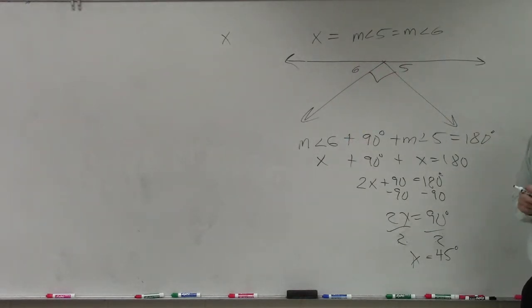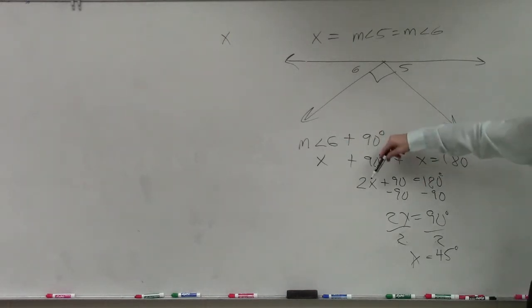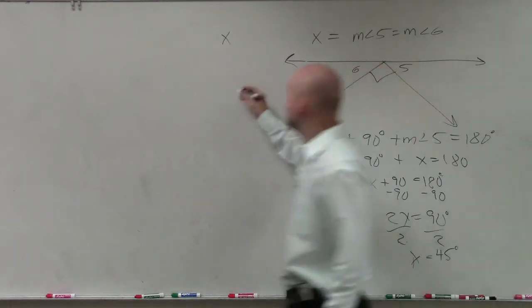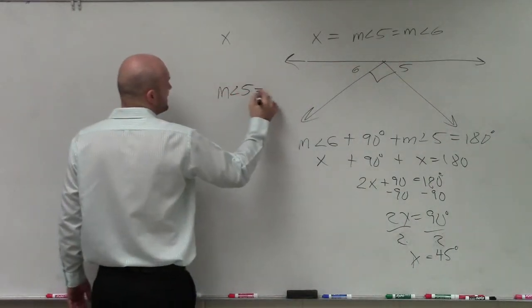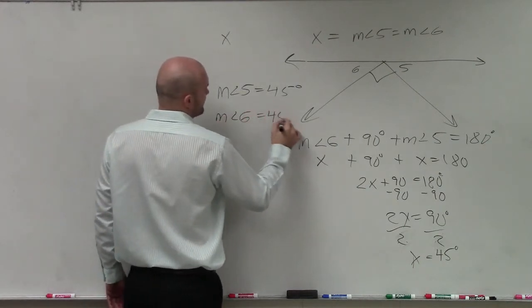Yes? How did you get 2x? I just added x plus x, which is 2x. So that's where it came from. So therefore, I can now say the measure of angle 5 equals 45 degrees, and the measure of angle 6 equals 45 degrees.